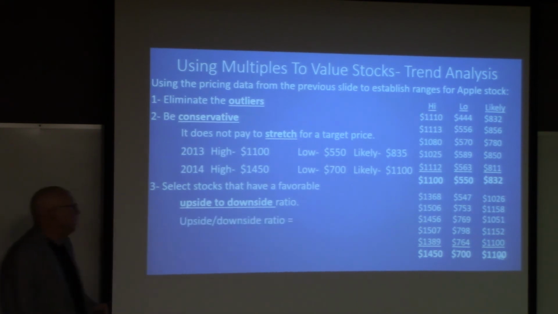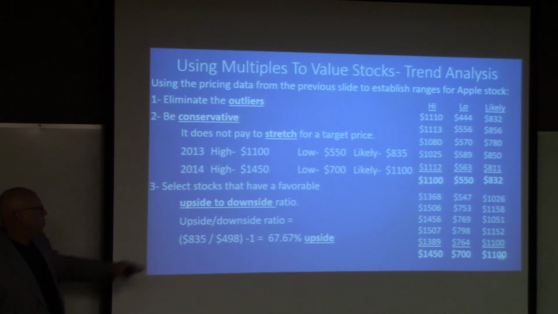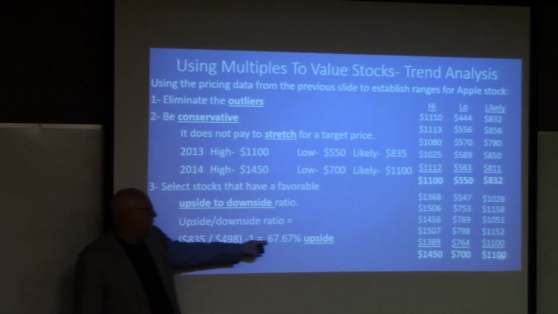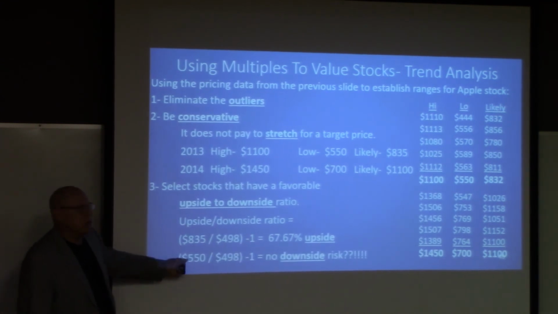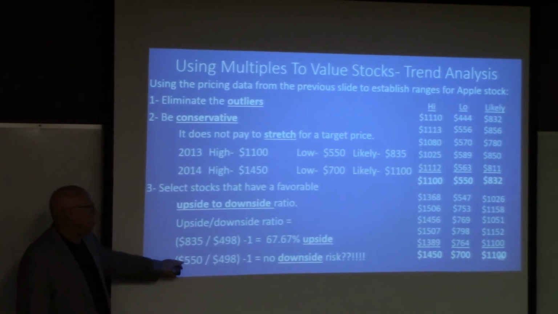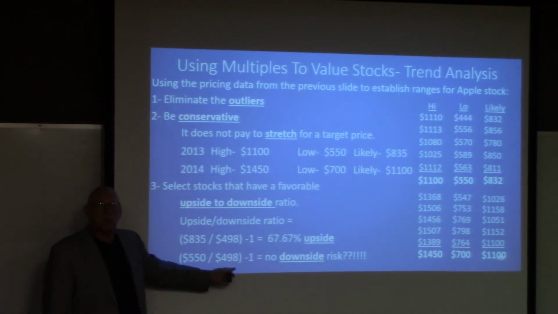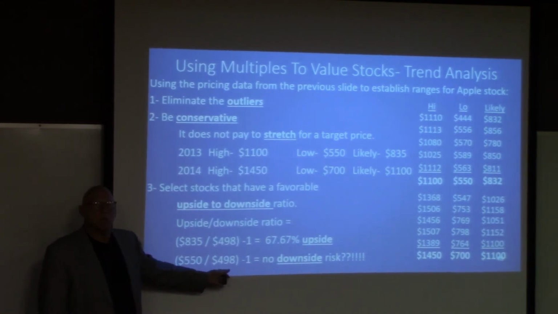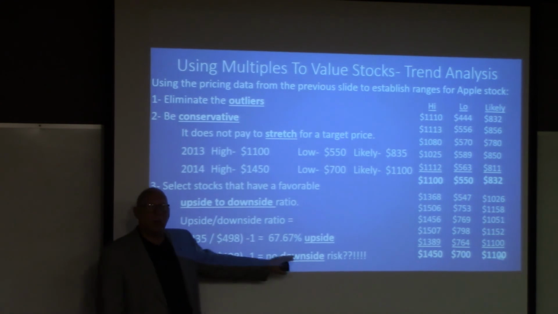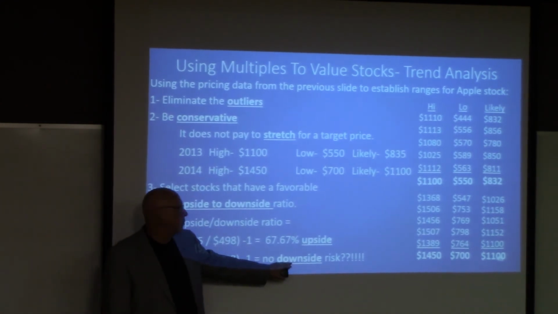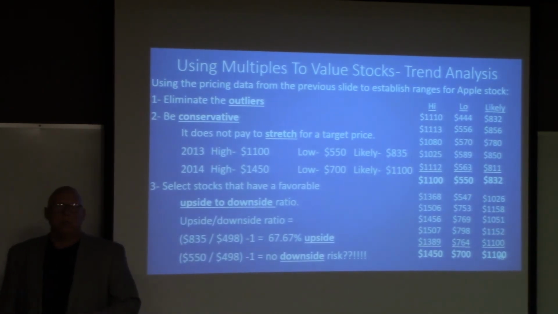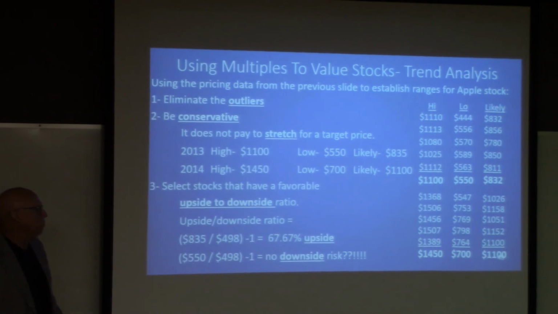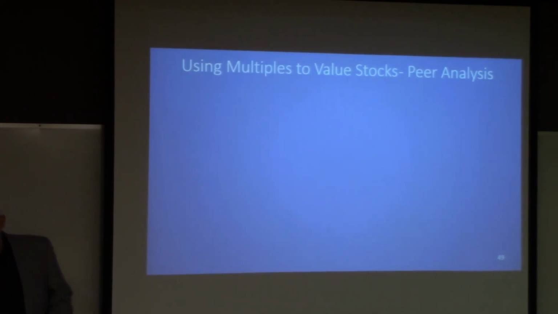So we look at a favorable upside. For Apple, here was their likely price. The upside is 67% or 68%. The downside is $550. We think the downside is $550. The stock's already trading below the downside. So what this tells me is there's very little downside risk in Apple, unless something very surprising happens, and there's 67% upside. That is a good upside-downside ratio.